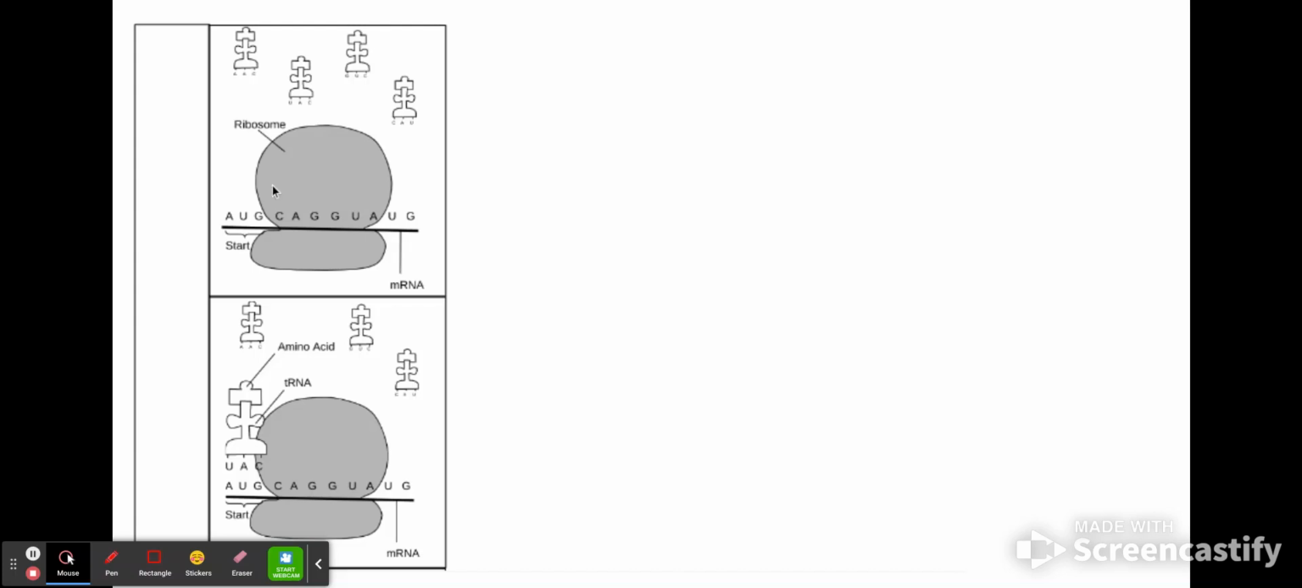Okay. We see the messenger RNA. That's the line with the letters. We see something called start. There's a place where it can start, okay?